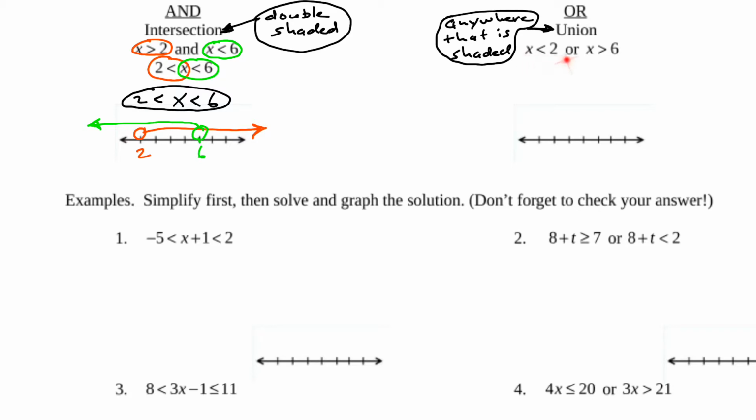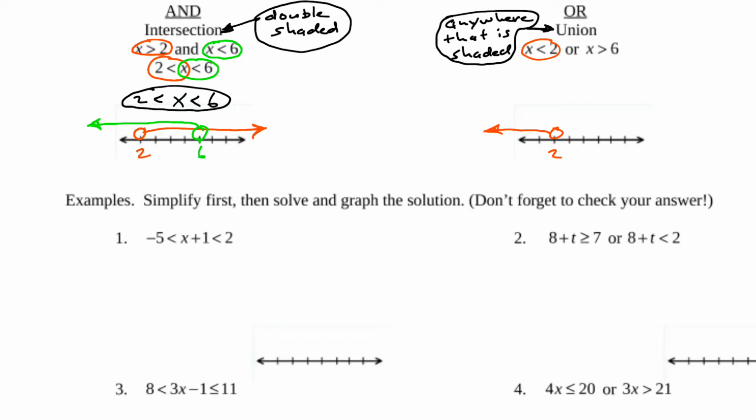Now on the right, let's graph these two inequalities that are connected by the word or. So I'm going to do the same thing. The one on the left, I am going to circle in red. Let's graph that one. So we would have, let's put 2 right here. We don't have an equal to bar, so it's going to be an open circle. And it's x is less than 2, so it would be shaded to the left.